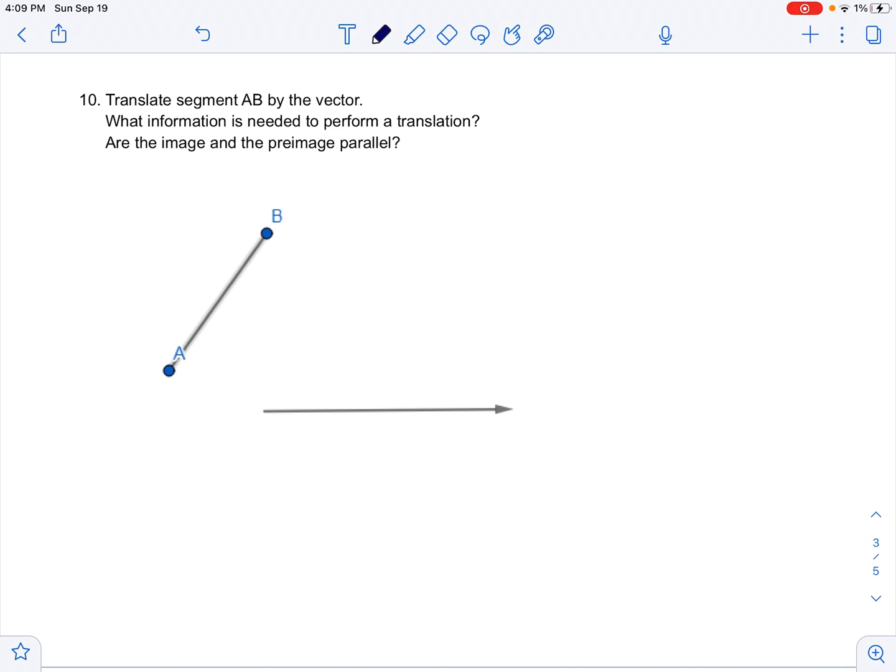Okay, number 10. Translate segment AB by the vector. What information is needed to perform a translation? Okay, so to perform a translation, we need a pre-image, which is our original object, and we need a vector. The vector tells us how far and in what direction.